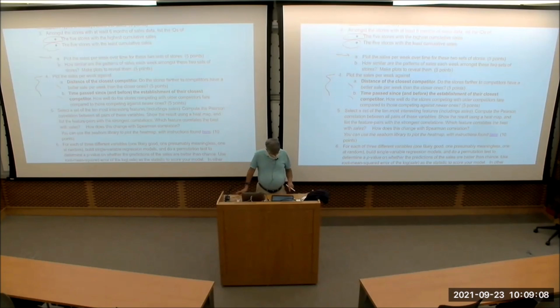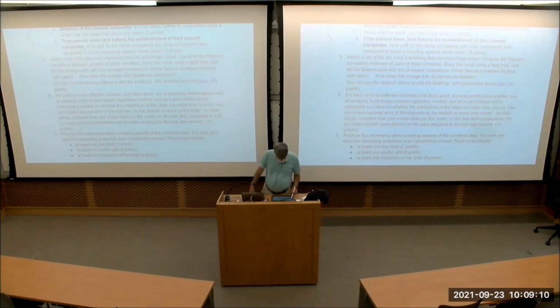Okay. The next one's going to be about correlations. I want you to do a study to find out what features are interesting, and basically compute a correlation matrix between all pairs of interesting variables. And, does this make sense? Which ones seem correlated? How does this change if we use Spearman correlation?